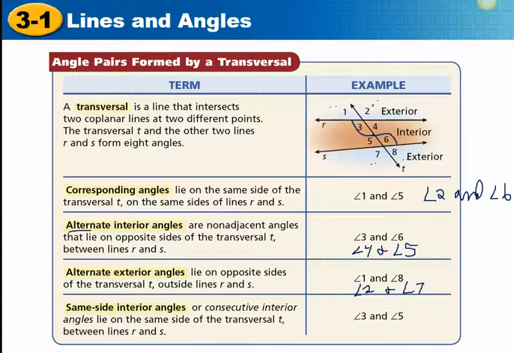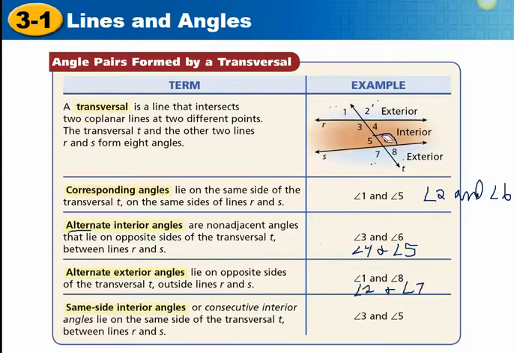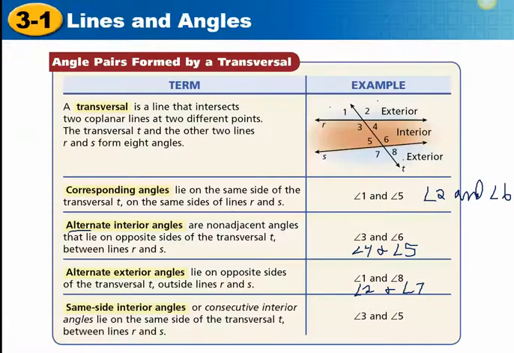And then the last one, some books will call this same side interior, some will say consecutive interior. They're on the same side and also in between. So they're on the same side of the transversal, and they are in between the two lines. So angle 3 and 5, or angle 4 and 6 would be the other option. So you could either have angle 3 and 5 or angle 4 and 6.